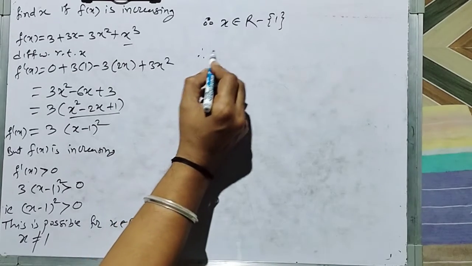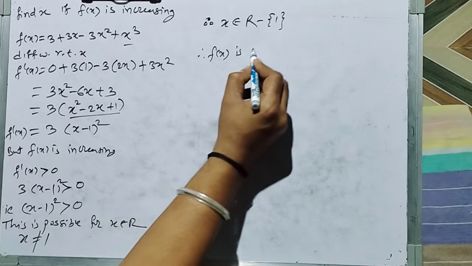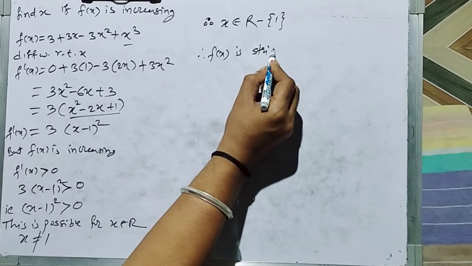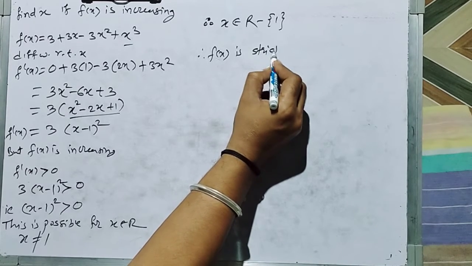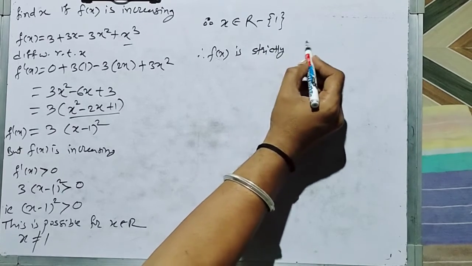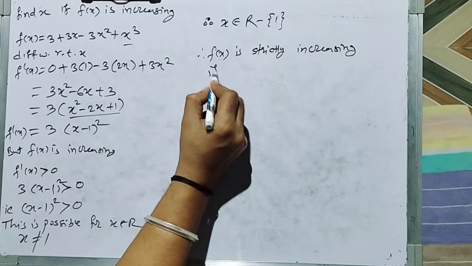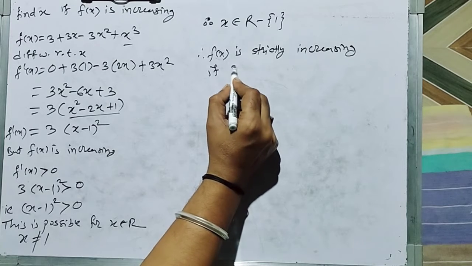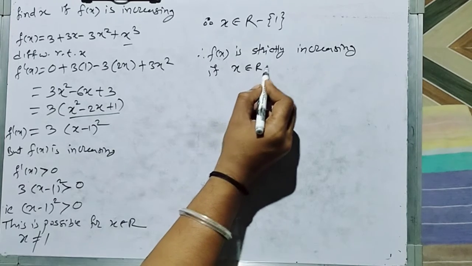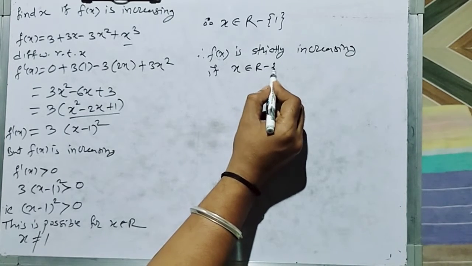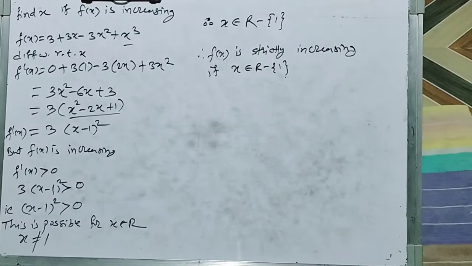So therefore f(x) is strictly increasing if x belongs to R, the set of real numbers except 1. Now second example: find the value of x if f(x) is a strictly increasing function.